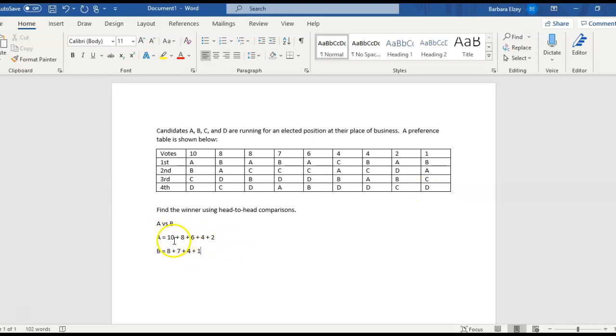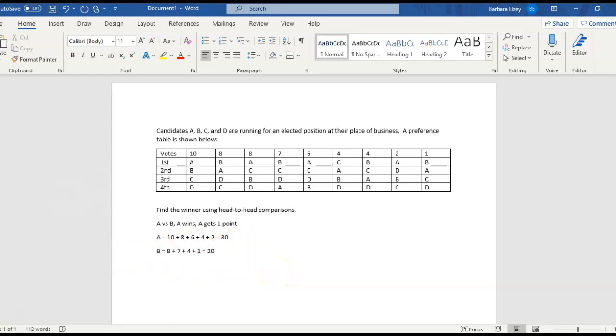Now, if we add them up, 18, 28, 30 for A. And for B, 15, looks like 20 votes for B. A wins this head-to-head competition, and that means A gets 1 point. All right, so we've done A versus B.